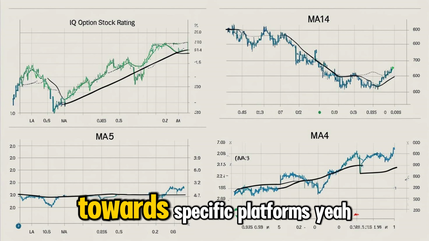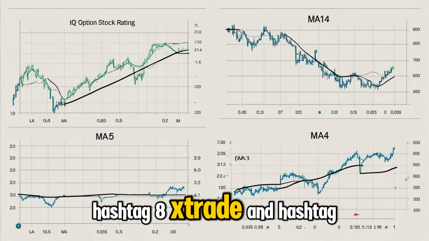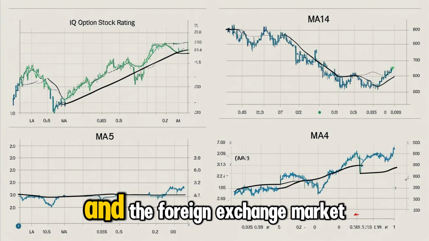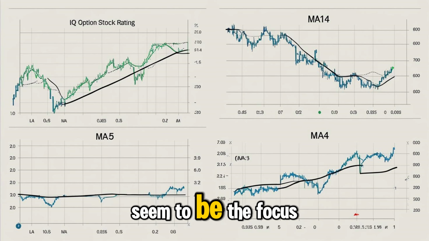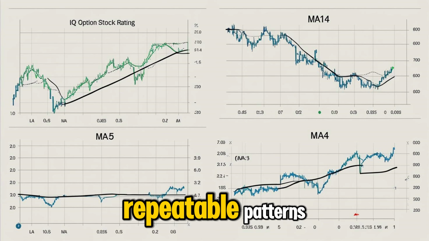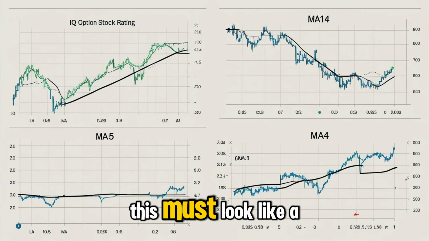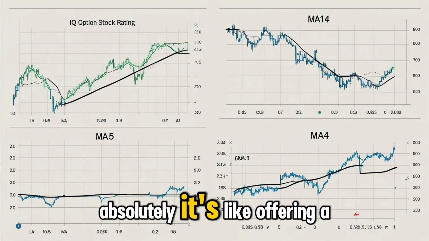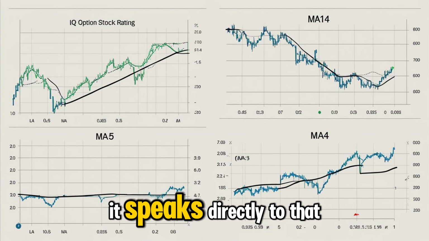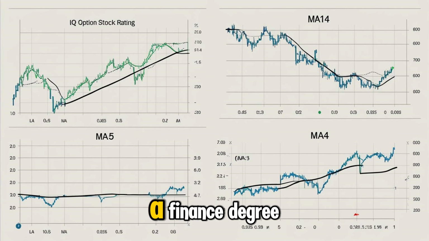And this is all geared towards specific platforms. Yeah, they often tag hashtag ICOption, hashtag 8xtrade, and hashtag 4x. So specific brokers and the foreign exchange market seem to be the focus. You can really see the appeal, though, can't you? All these simple steps, repeatable patterns. If you're new and feeling overwhelmed, this must look like a clear path. Absolutely. It's like offering a shortcut through a really complex forest. It speaks directly to that desire for actionable advice that doesn't require a finance degree.